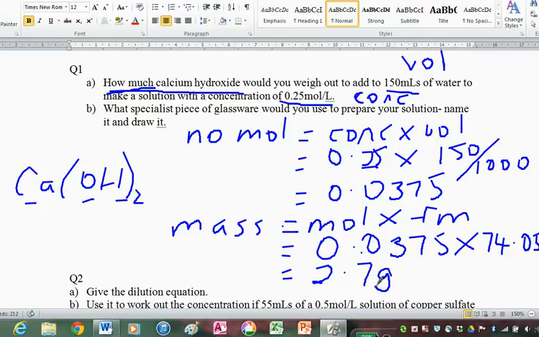With respect to the specialist glassware, to make this solution up, we're talking about a volumetric flask, which is the long-necked glass flask with this shaped bottom, and it has the lid on the top.